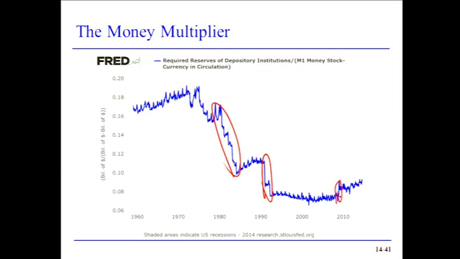But you can see rarely does the required reserve ratio change. There's a lot of noise in there just because of deposit shifts. And it's, in round numbers, 10%. It's a little bit less than that because small banks don't have to hold as much as big banks.